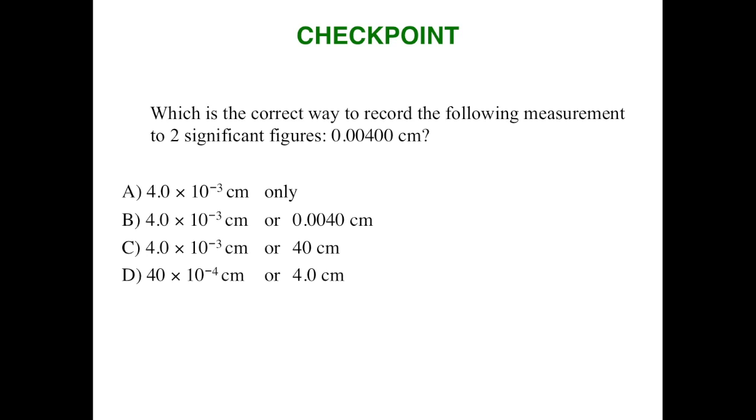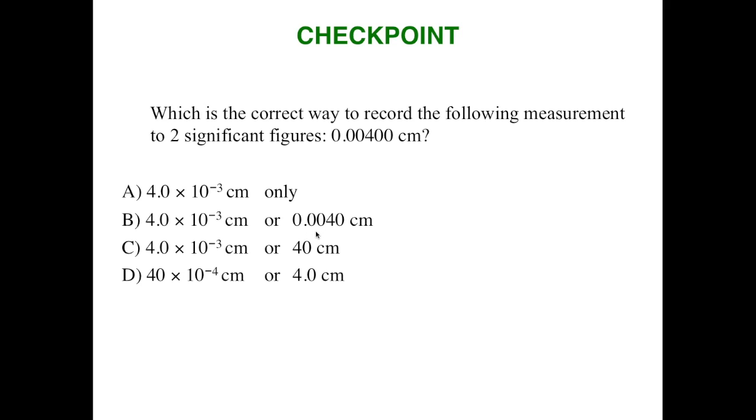So if I give you this number, 0.00400 centimeters, how can you record this to 2 significant figures? We can write 0.00, all of those zeros are insignificant. That 4 is 1 significant, so we can include one more figure to be significant. That is the 0 here. So 0.0040 is our answer right here. That's the only option that has the good answer.